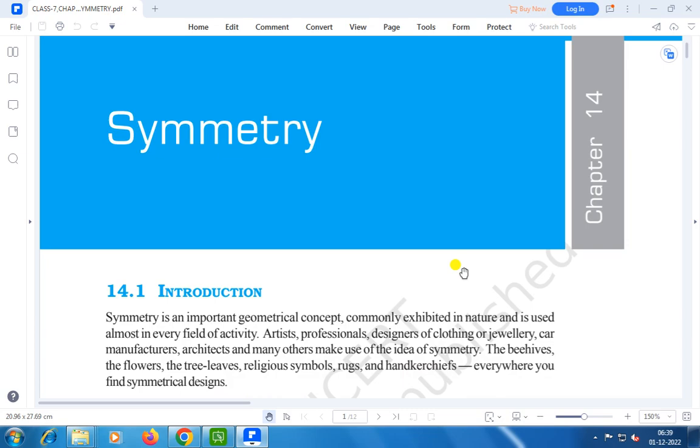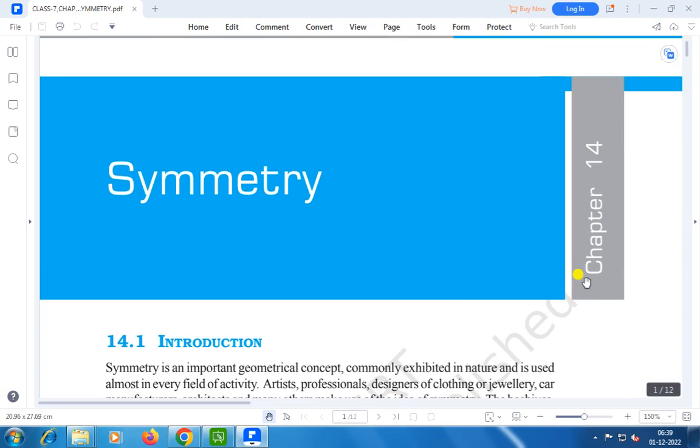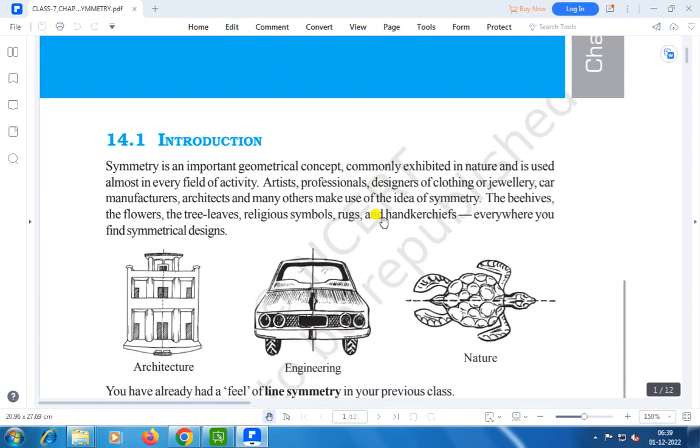Hello everyone. Today we shall discuss the exercise that is chapter 14, which is about symmetry. Here you see, this is an introduction to symmetry.